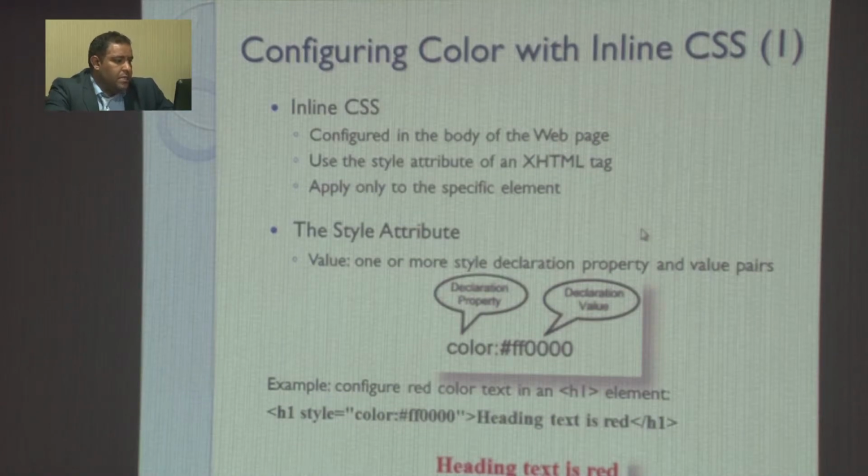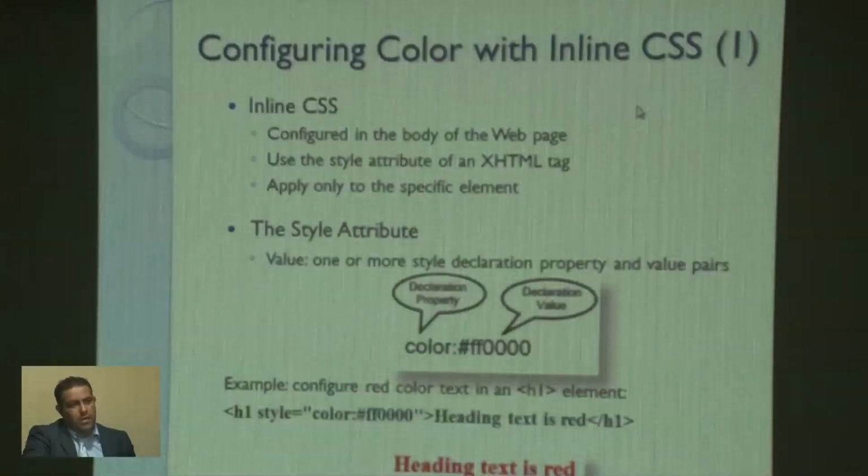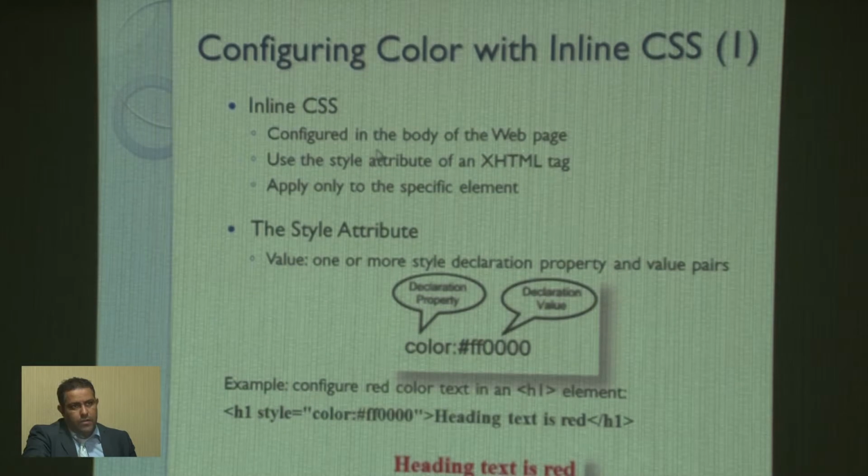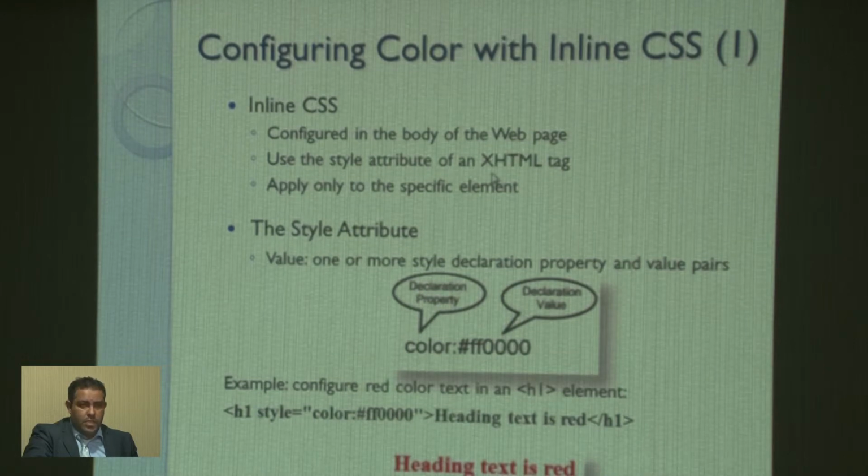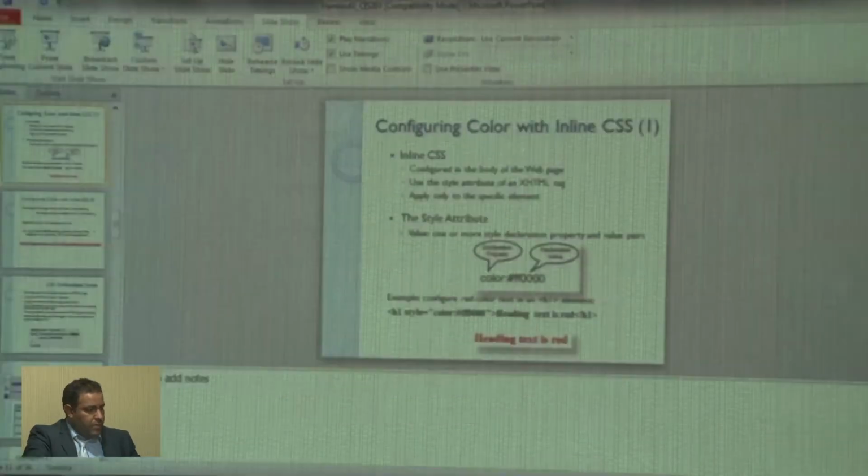Inline CSS represents a method to use CSS inside the same web page. It's configured in the body of the web page. Let's now start with another example using inline CSS. Inline CSS can have many advantages, like being configured in the body of the web page. We can use the style attribute of an HTML tag and apply it only to the specific element. Now we see one example.